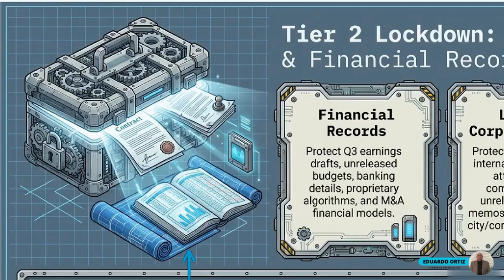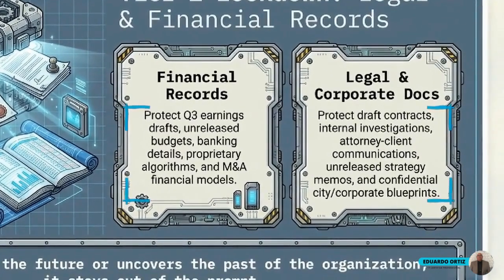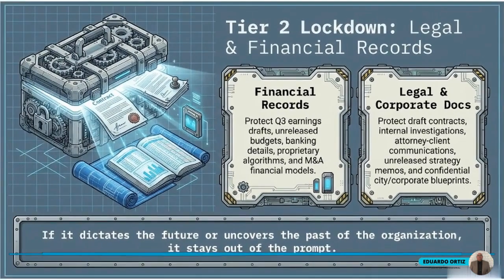Tier 2 is the corporate vault. This includes unreleased financial data, like draft budgets or Q3 earnings drafts, as well as internal investigations and strategy memos. If the information dictates the future or uncovers the past of the organization, it is prohibited.